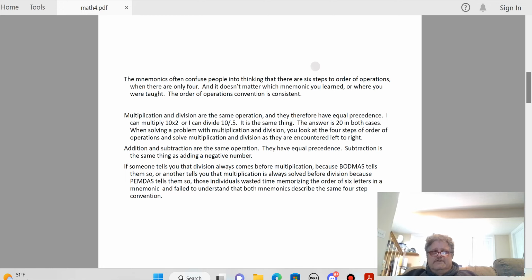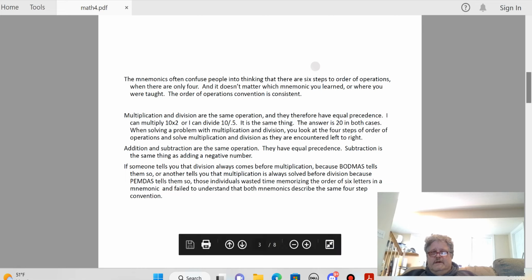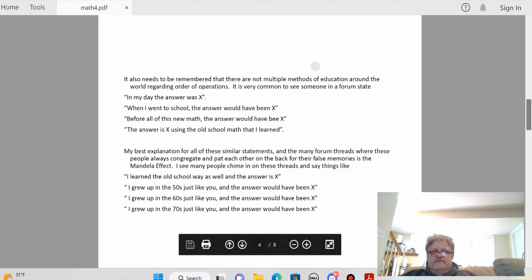If someone tells you that division always comes before multiplication because BODMAS tells them so, or BEDMAS tells them so, or somebody else tells you multiplication always comes first because PEMDAS tells them so, again, that's wrong. Those people fail to understand how order of operations works. They just memorize the order of six letters, so they don't realize it's a four-step convention.